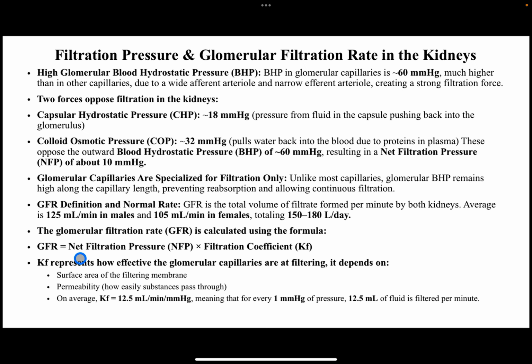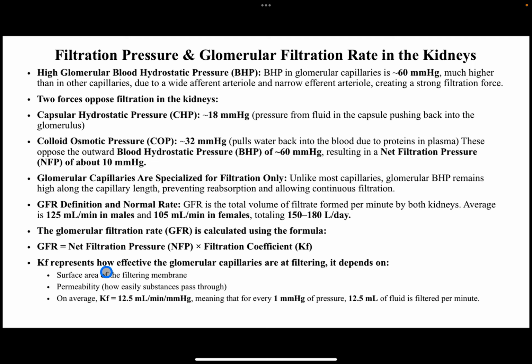Okay, so in summary, we have three pressures that play a role. The greatest of all is 60 millimeters of mercury, which is the glomerular blood hydrostatic pressure. The second largest is the colloid osmotic pressure, which is about 32 millimeters of mercury. Then the next is the capsular hydrostatic pressure, which is about 18 millimeters of mercury, or 15. Here can be 30, and here can also be 55. If you use either of them, you end up with a normal net filtration pressure of about 10 millimeters of mercury.